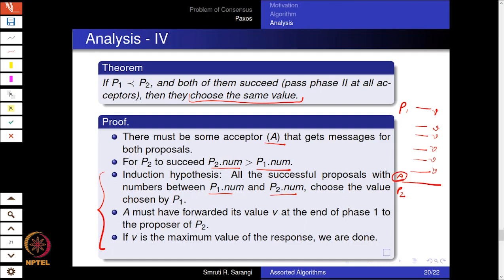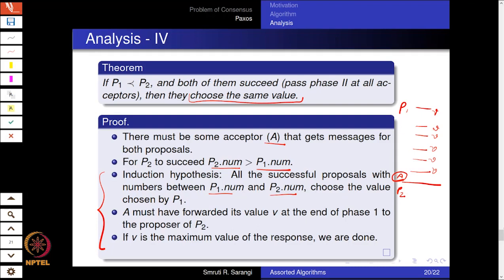This will come into the picture at this point. At the end of phase 1, when those max accept values are being sent, the common node A must have forwarded its value at the end of phase 1 to the proposer of P2, right? It has to do that, because for P2 to succeed, a value has to be forwarded. So from the induction hypothesis, this value has to be V at the end of phase 1, because that is the chosen value, right?